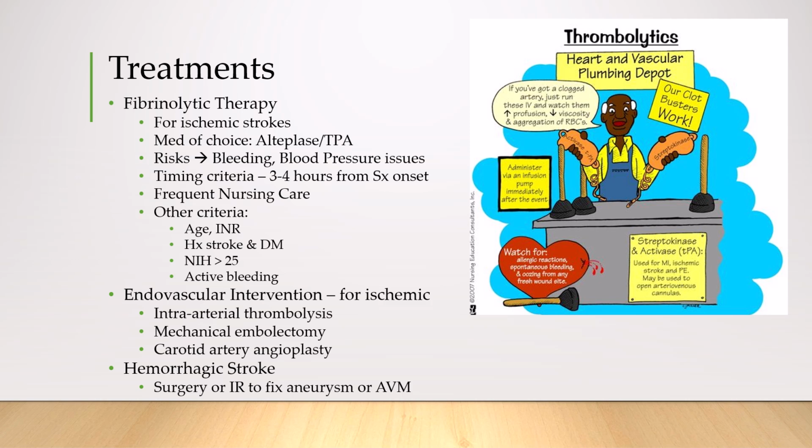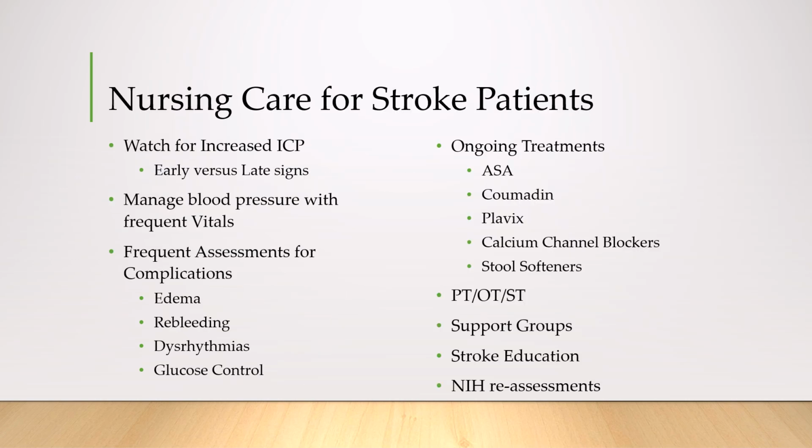When it comes to the hemorrhagic stroke, we're very much doing symptom management, possibly surgery to do burr holes, or IR if there's any type of aneurysm that can be fixed. What we do with the stroke patients, we're watching for intracranial pressure increase. If we have an increase in intracranial pressure, very, very typically, the first intervention for the nurse is to sit the patient up, sit the head of the bed up.